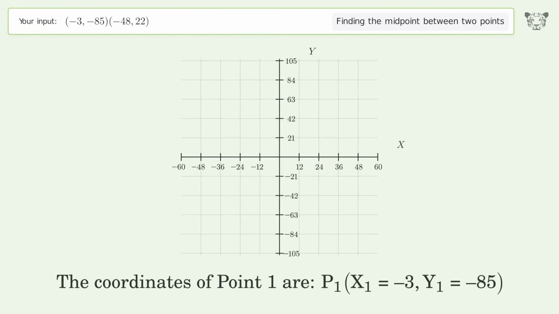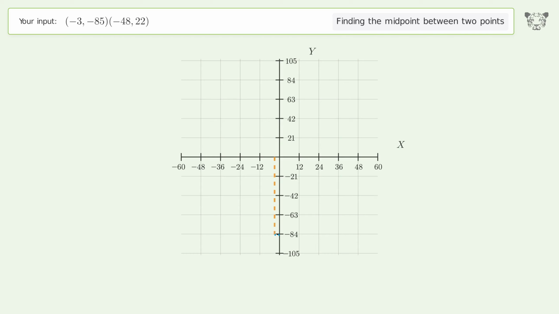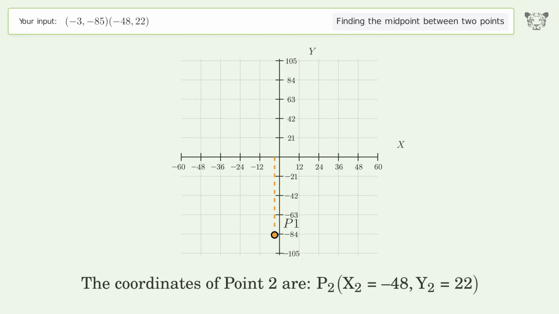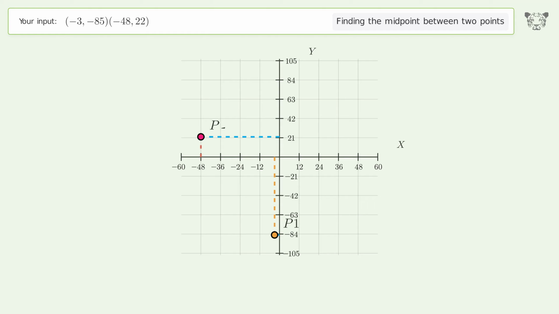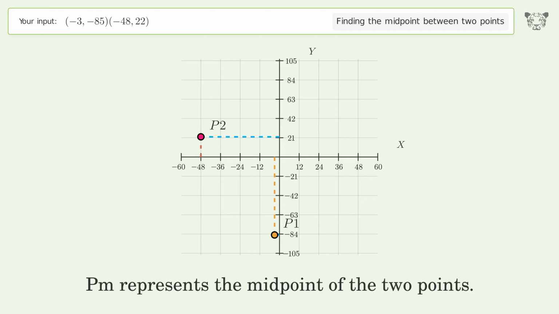The coordinates of point 1 are, x1 equals -3, y1 equals -85. The coordinates of point 2 are, x2 equals -48, y2 equals 22. PM represents the midpoint of the 2 points.